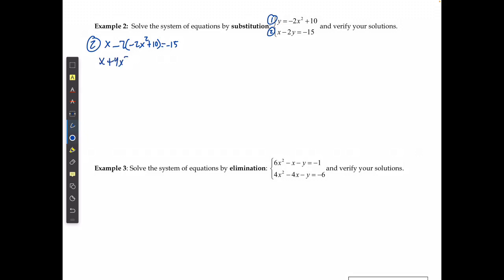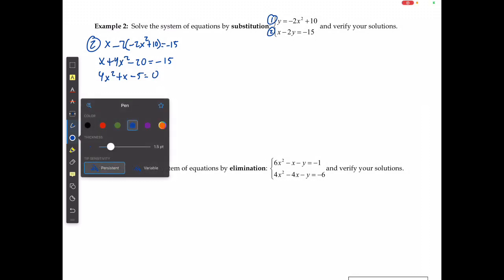X plus 4x squared minus 20 is equal to negative 15, or 4x squared plus x, when I move the negative 15 over, minus 5 is equal to 0. I can use this to solve for my possible values for x. So I'm just going to solve this using decomposition.